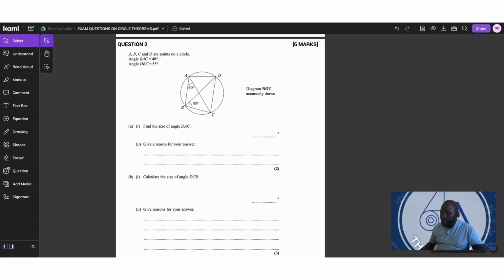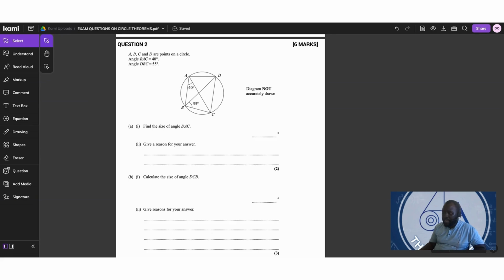So if you are given a question like this one, you will see that they ask you to calculate an angle and then give a reason for the value that you've gotten. So our question 2 is 6 marks. And it tells us that A, B, C, D are points on a circle. Automatically, that tells us that A, B, C, D is a cyclic quadrilateral. We will always identify the cyclic quadrilateral.